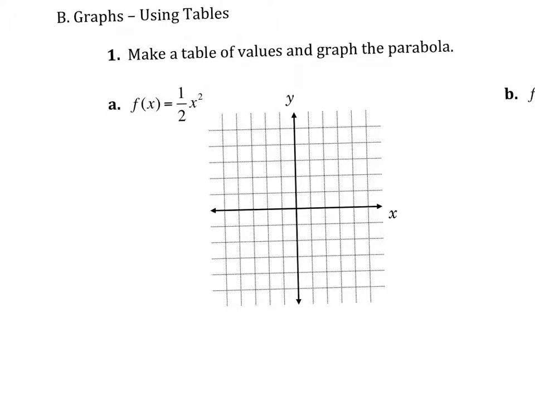We didn't move left to right. We didn't go up and down. But we're going to make a table of values just to make sure things are lining up the way we need them to. So 0 is always a great place to start. If you plug in a 0, 1/2 times 0 squared, you're going to get a 0 out of that. So 0, 0 is a point on our graph.